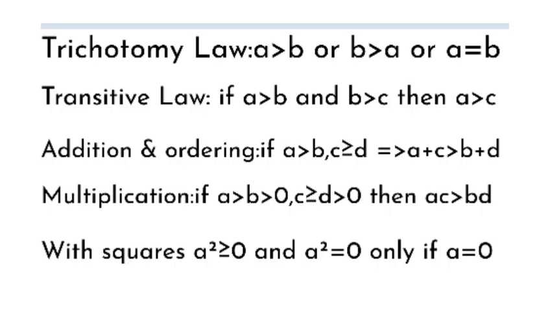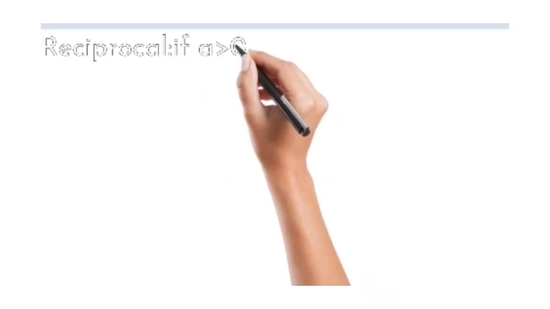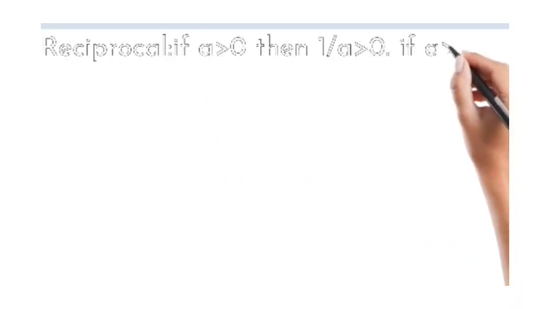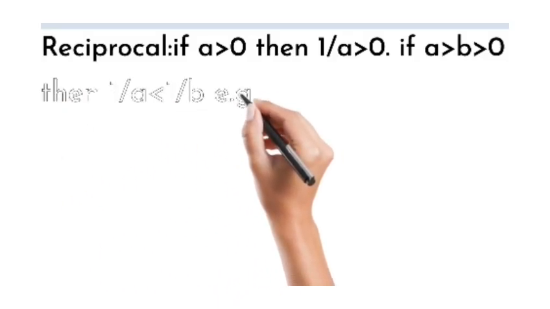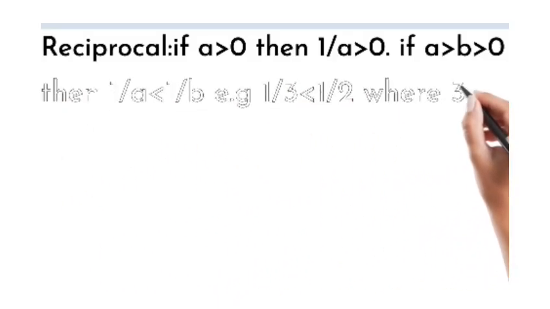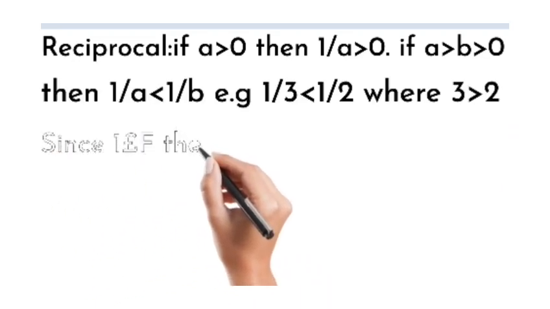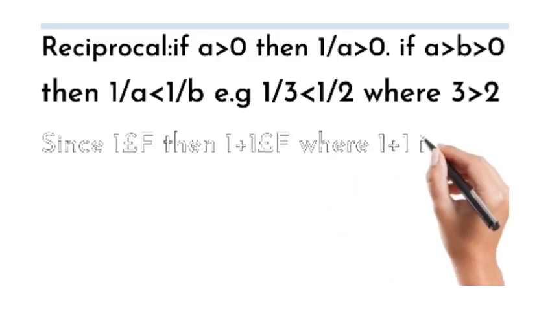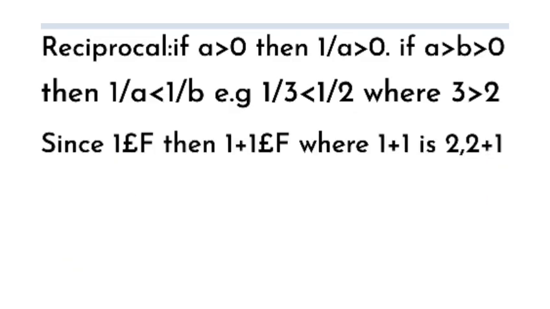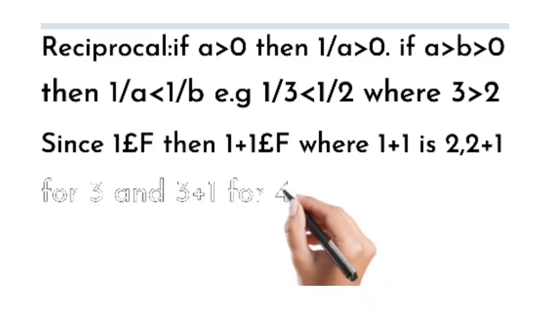So let's move into the next one. We have our reciprocal. The reciprocal is telling us that if A is greater than 0, then the reciprocal of A must also be greater than 0. And if A is greater than B, which is greater than 0, then 1 over A is less than 1 over B. Considering A is 3 and B is 2, we see that 1 over 3 is less than 1 over 2. The denominator is heavier. That means 1 over A is less than 1 over B.